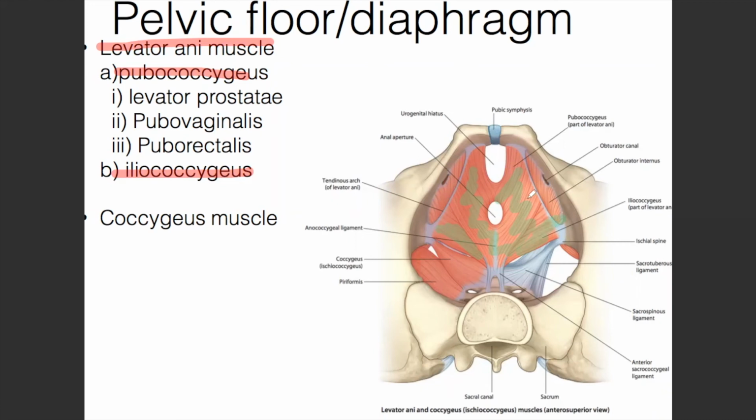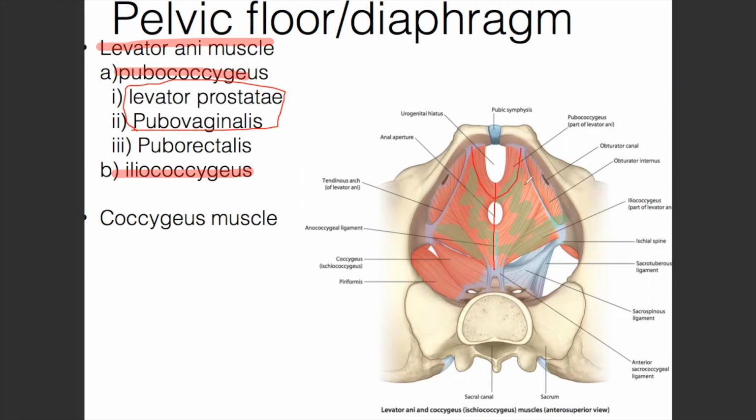It either slings around the vagina, or around the rectum, or around the prostate, and then it connects with... Basically, the attachment of the muscles depends. The upper two, the levator prostatae and the pubovaginalis, which are in the front, sling up about here. They insert into this thing we call the perineal body.